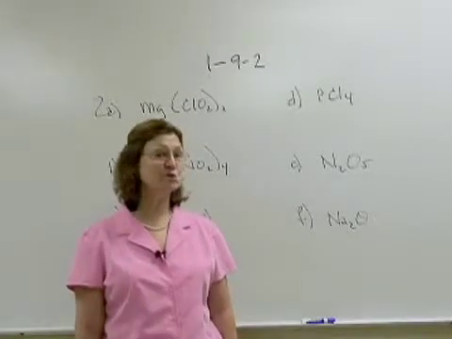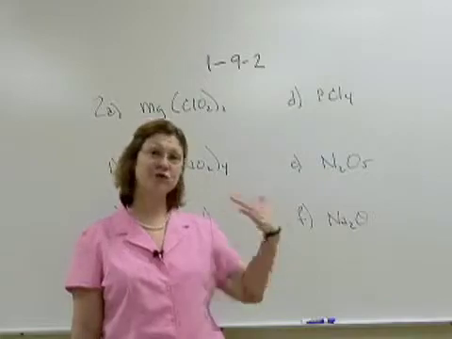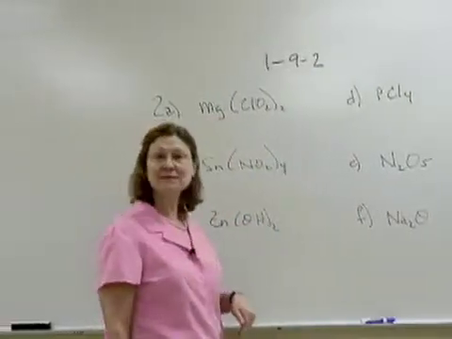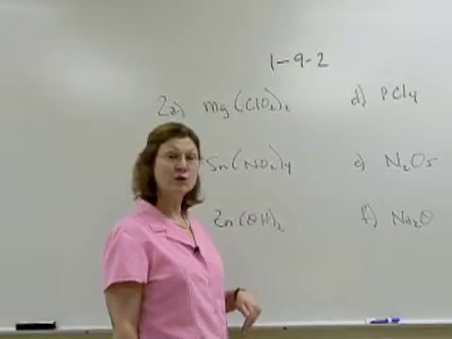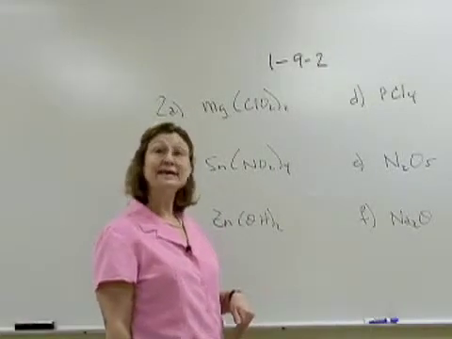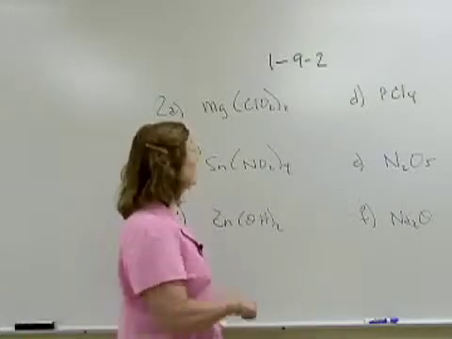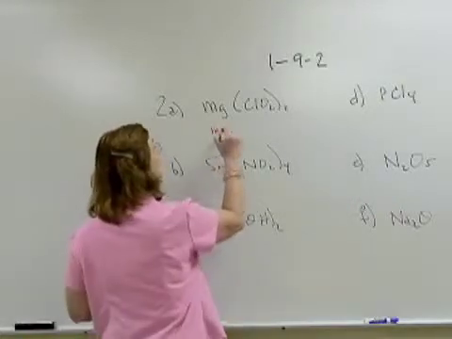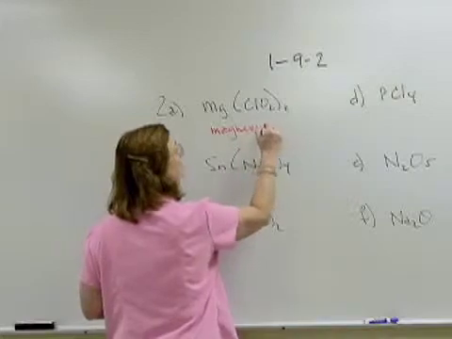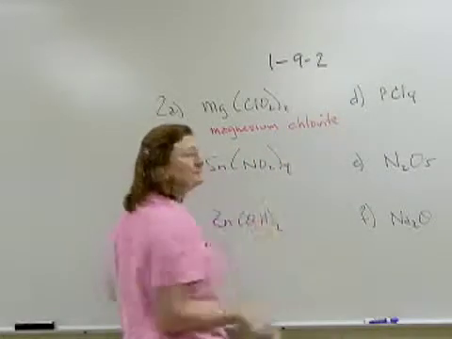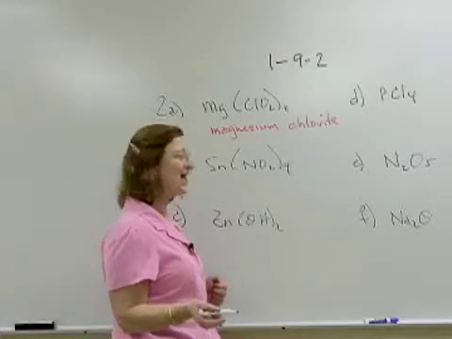In number 2, we are going from the formula to the name. The first thing I ask myself, is magnesium an alkali metal? No. Is it an alkaline earth metal? Yes. Therefore, I do not need a Roman numeral. It's just magnesium chlorite.